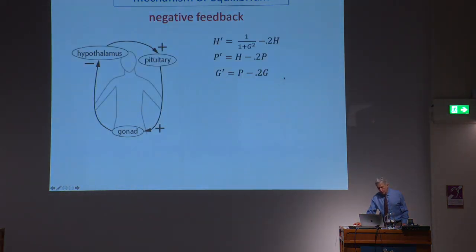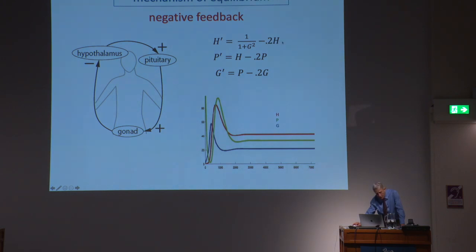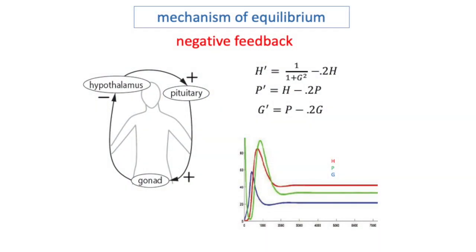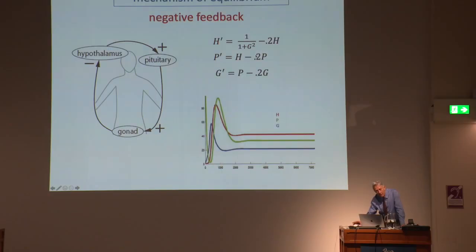So let's talk about, for example, the slope of the negative feedback. We talked about the hypothalamic pituitary gonadal system, and you saw that model, and you see that 2 there. That 2 is a gently sloping sigmoid. 1 over 1 plus x squared is a gently sloping sigmoid. And when we do this model, we indeed get equilibrium.